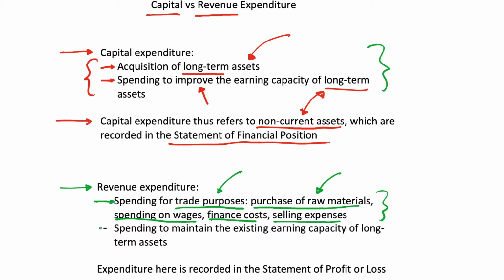We also have spending to maintain the existing earning capacity of long-term assets. So this is maybe subtly different to the point with capital expenditure. However, it is quite different. So we're maintaining the existing earning capacity. So what do we mean by this? Let's go back to our factory example with machinery. What if one of our machines breaks down, or we have a fault with it?